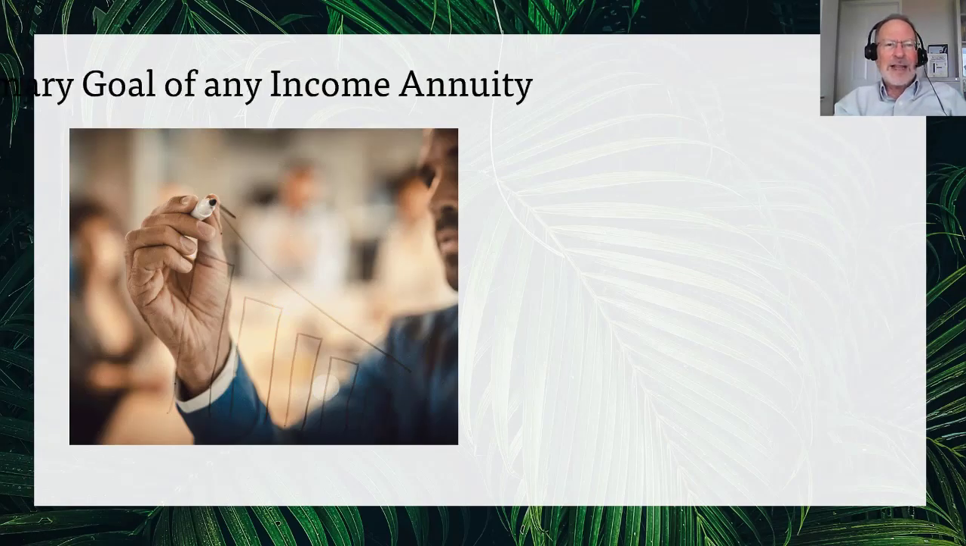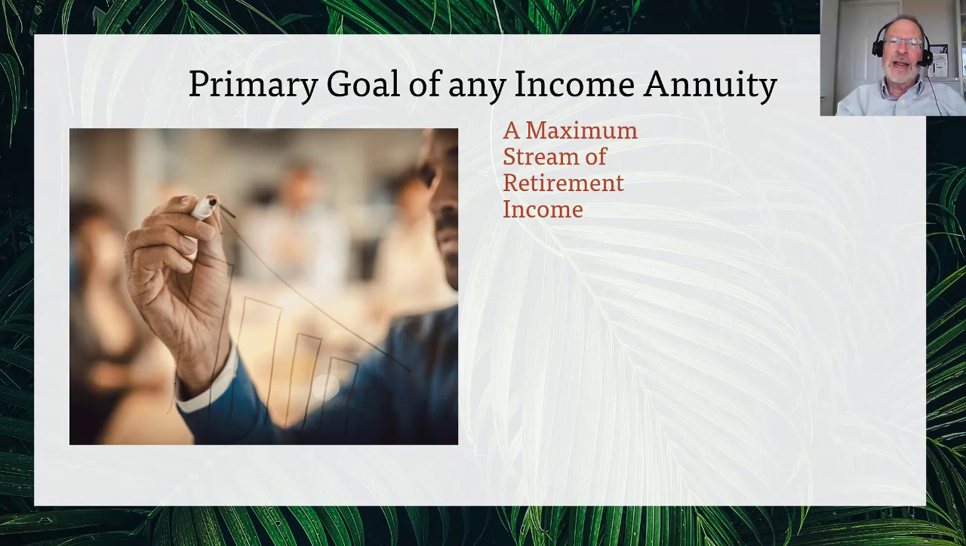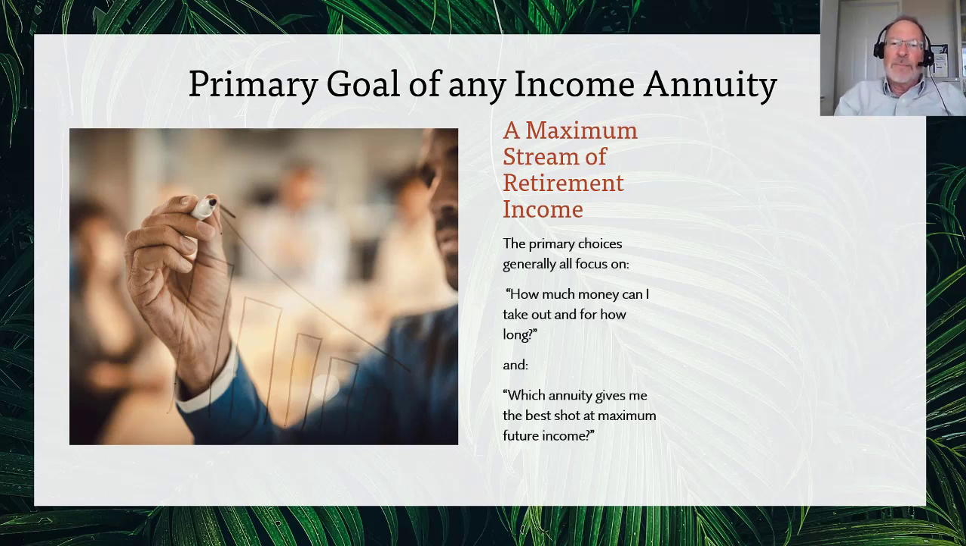All right, so let's say that you've decided you're going to have an income annuity. That's your goal, to make it perform as income as strong as possible. So you need to know that in that case, a maximum stream of income is the goal of an income annuity, maximizing that stream. The primary choices are generally all going to focus on how much money can I take out for how long, and which annuity is going to give me the best shot at maximum future income. Once you've decided it's an income annuity, then that's where your thought train's going to go.